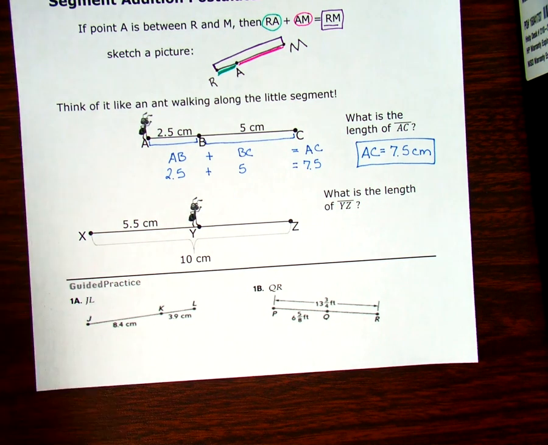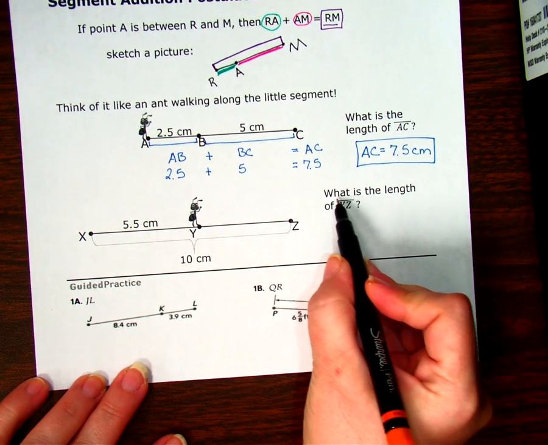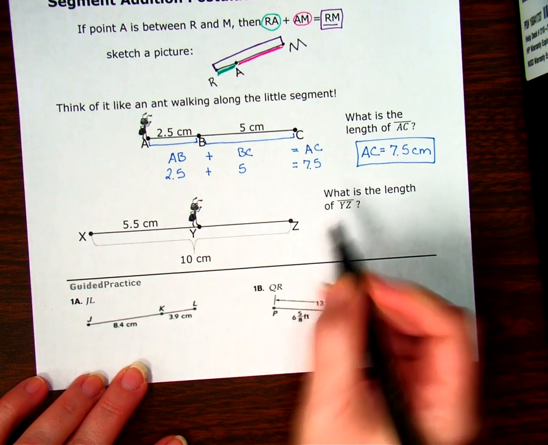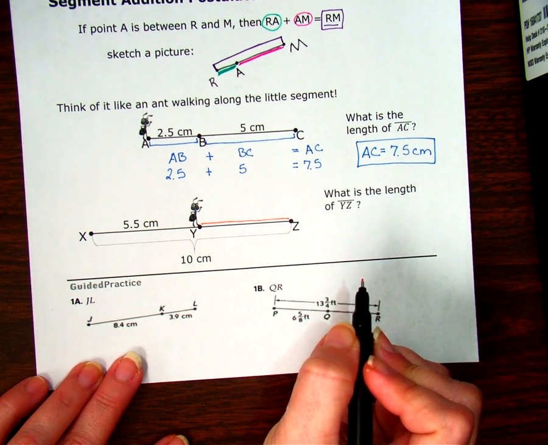Okay, let's look at it a little differently. So this time, look at my ant. My ant has already walked part of the segment. And this is asking me, what is the length of YZ? So how far is it from just Y to Z?